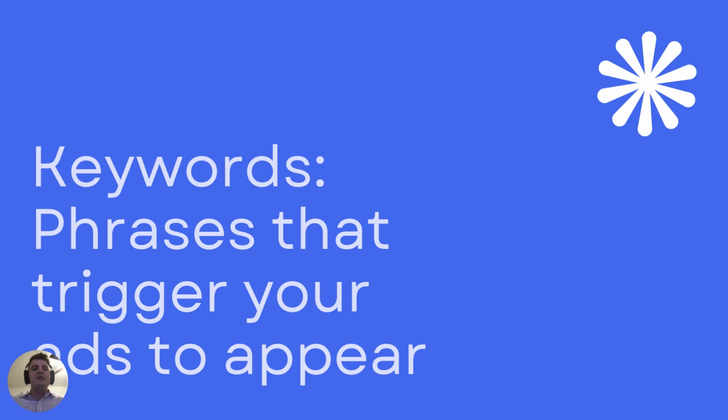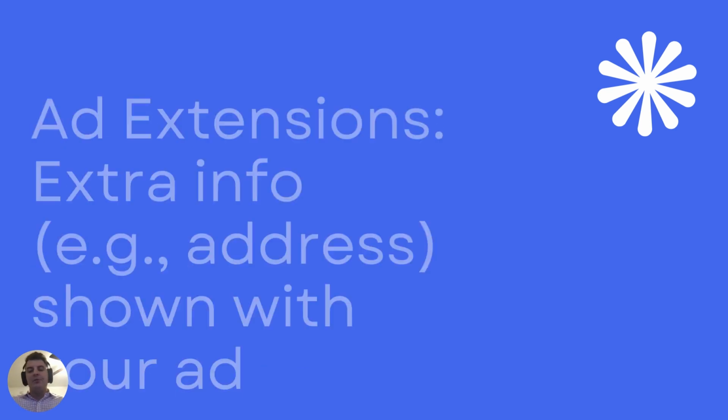Next one, keywords. These are phrases that trigger your ads to appear. Now, there's multiple different types of keywords. You can have phrase match, and you can have 3 different types of keyword matches: exact match and broad match. Remember, the keywords that you write on your campaign are what's going to cause your ad to show up at the top of Google.